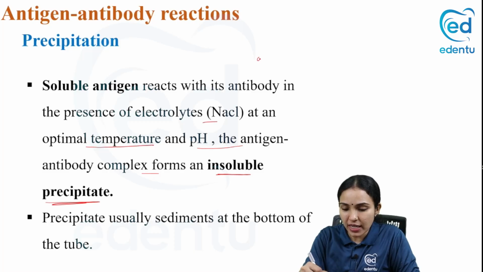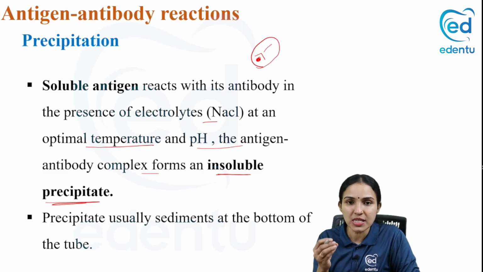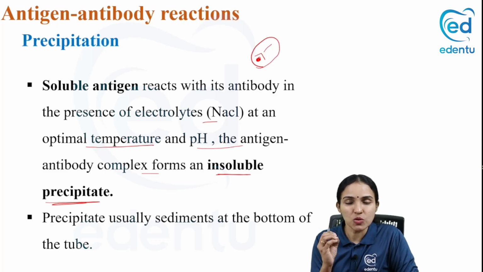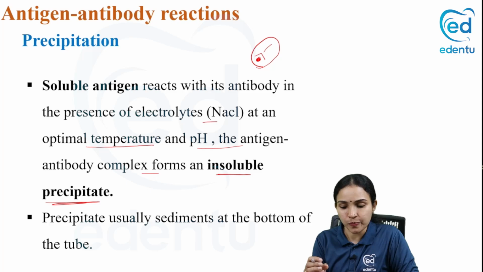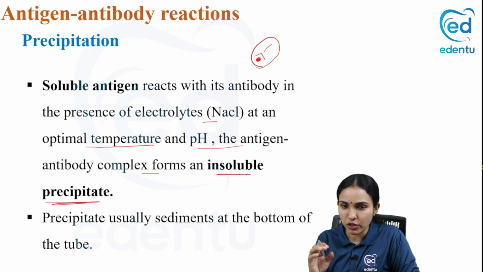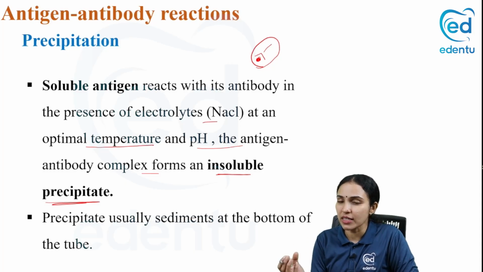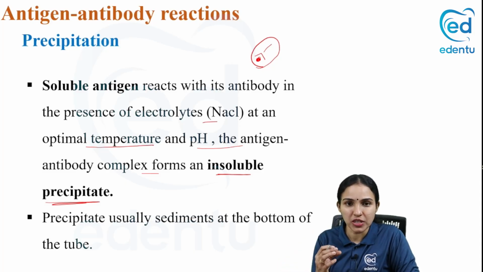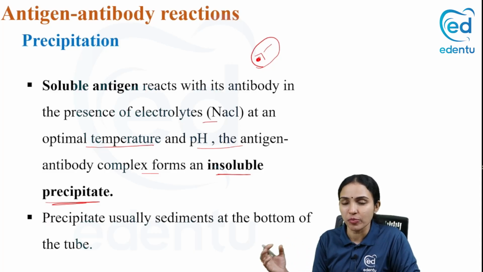So you have an antigen which is soluble and you have its antibody. When these two combine together, it will form a complex which is in the form of a precipitate. So this is called a precipitation reaction. The most important part of this definition, in any antigen antibody reaction, when you define it, all these things will be there: antigen reacting with the antibody in the presence of appropriate temperature, pH and electrolytes, leading to formation of a complex.